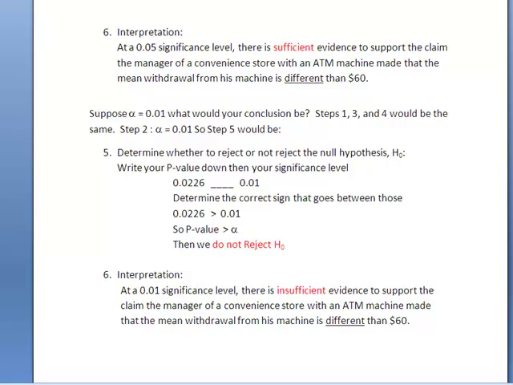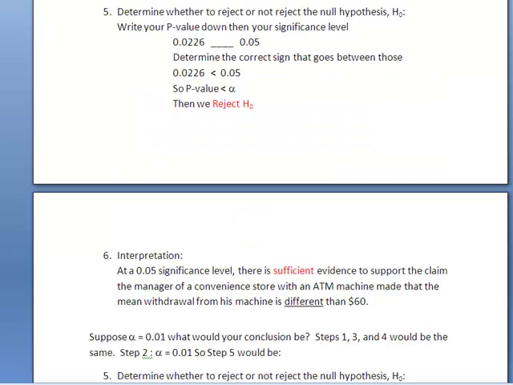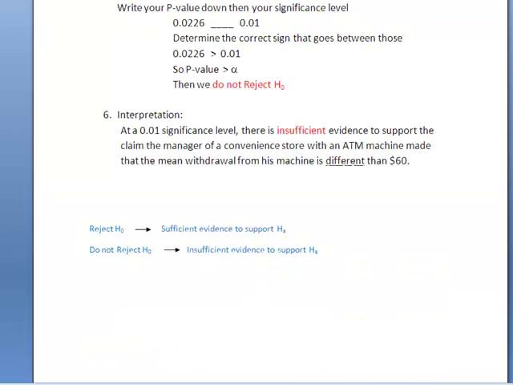But if your p-value is less than alpha, then you would reject the null hypothesis, and that would be we have sufficient evidence to support the claim of our alternative hypothesis. So again, if we reject H0, there's sufficient evidence to support our alternative hypothesis. If we do not reject H0, it's insufficient evidence to support our alternative hypothesis. Now that's how you would do it by hand.